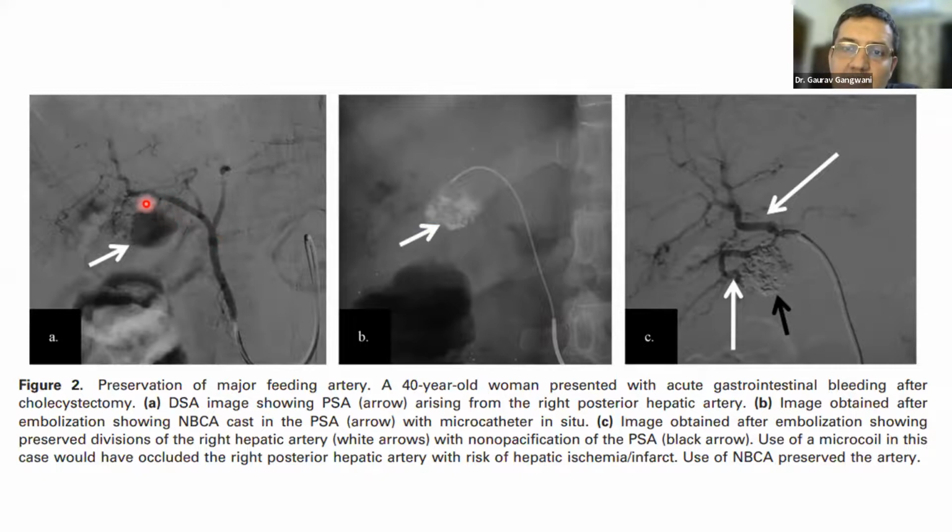So this was a case where they wanted to preserve the parent artery because otherwise the hepatic right lobe would not get its hepatic supply and you have a risk of biliary ischemia. So they entered with a microcatheter into the neck of the pseudoaneurysm and just injected glue and occluded it, completely preserving the parent artery.